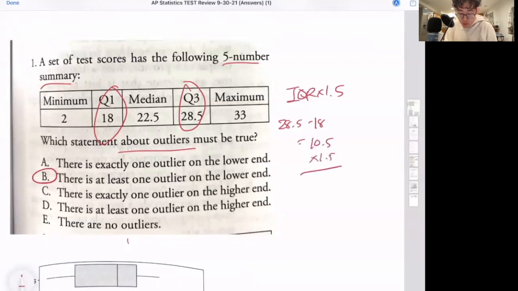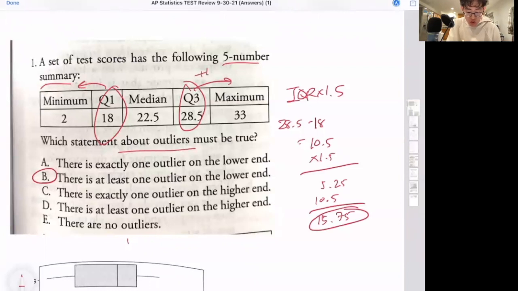If you multiply that by 1.5, I don't have the calculator with me, but it will be 5.25 plus 10.5, so it will be 15.75. We are basically adding and subtracting that much from quarter one or quarter three. Once we do that, we have an outlier here where the minimum is 2. If you subtract 15.75 from 18, you get 2.25. The minimum value of 2 is lower than the cutoff line for the outliers.